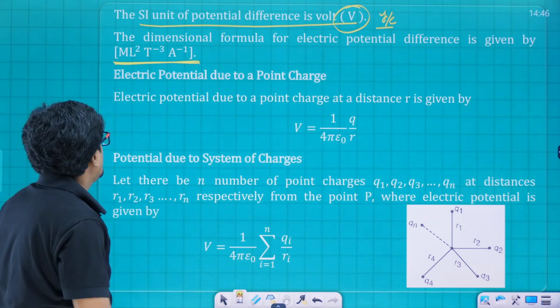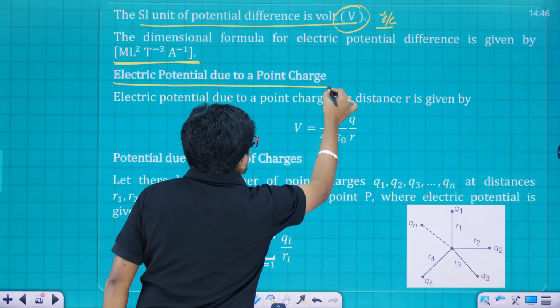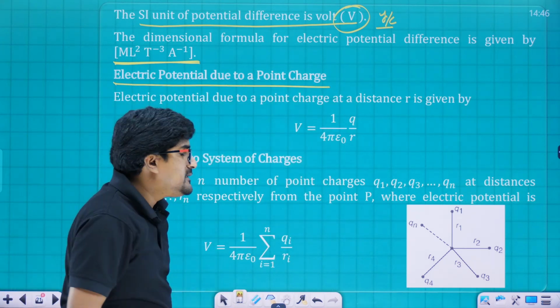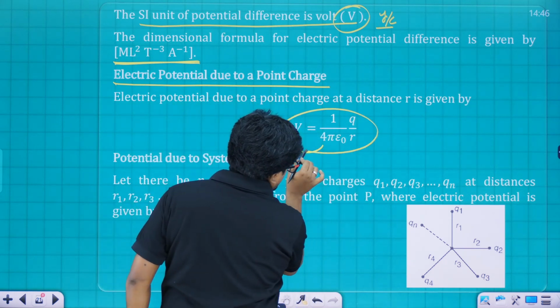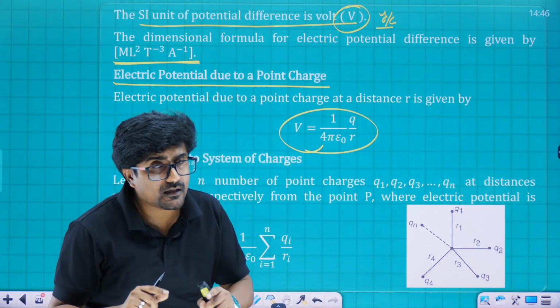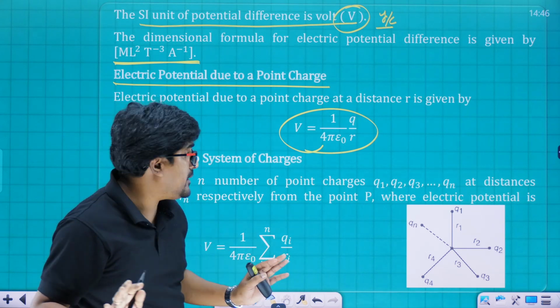Okay, now comes electric potential due to a point charge. Mathematically, that is going to be V equal to 1 divided by 4 pi epsilon naught, Q by r. It is a scalar quantity, not a vector quantity, so direction is not at all important here.